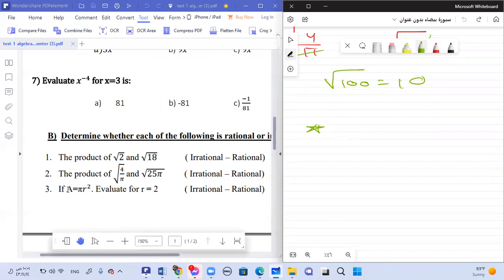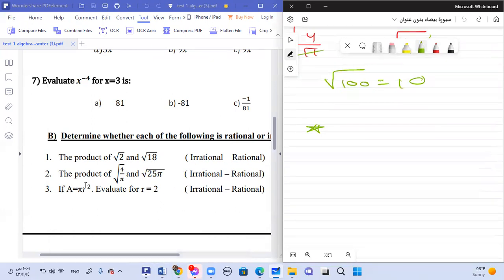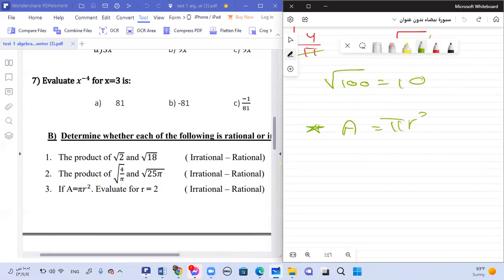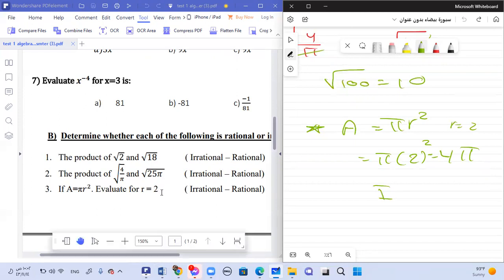Okay? If we have a decimal number, if A equals pi r squared, evaluate when r equals 2. Cancel r and write 2. 2 squared is 4, multiply by pi on the calculator. It gives a decimal number, so it is irrational. Substitution: cancel r and write 2, then multiply 4 by pi.